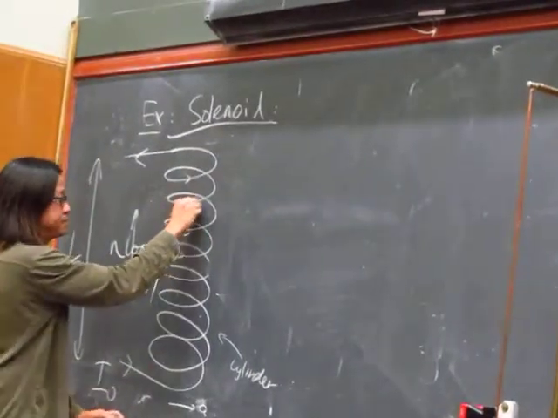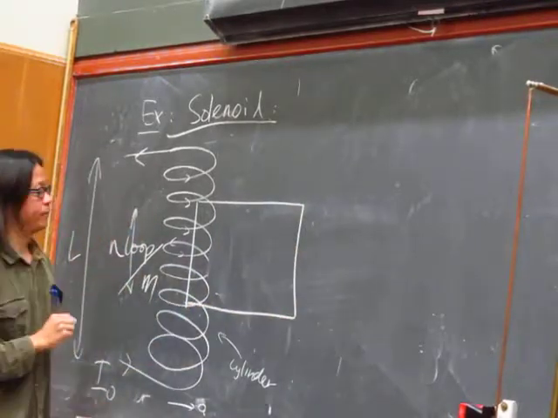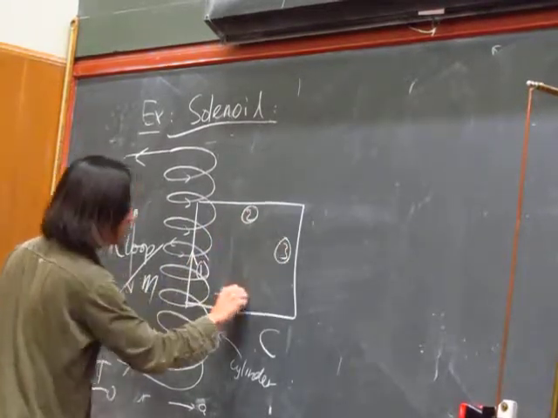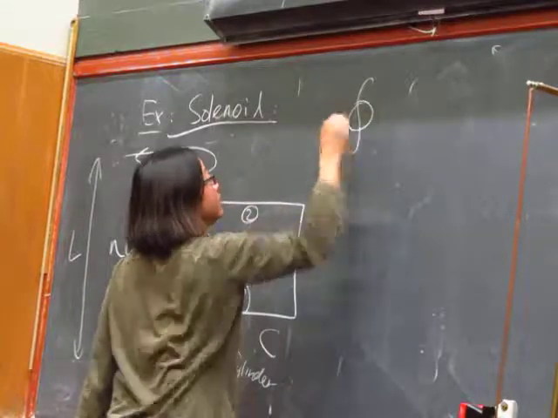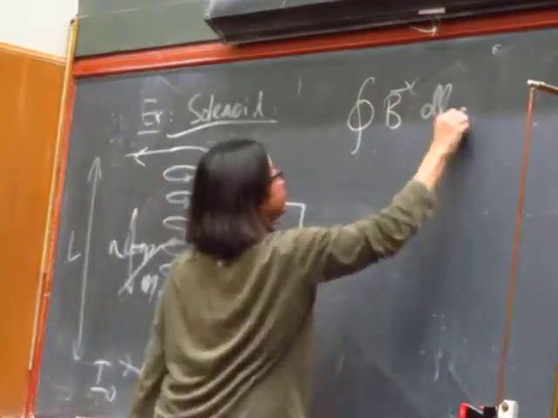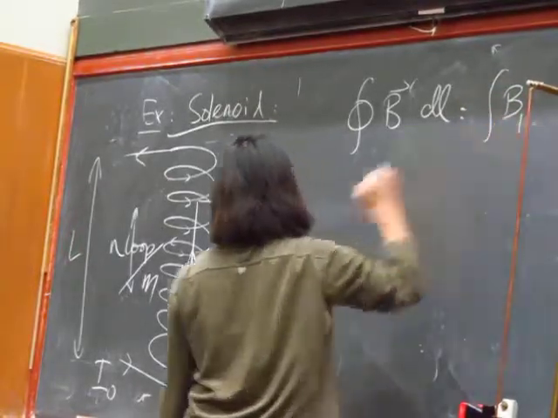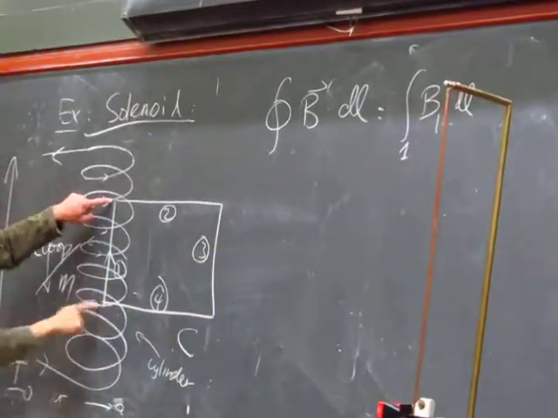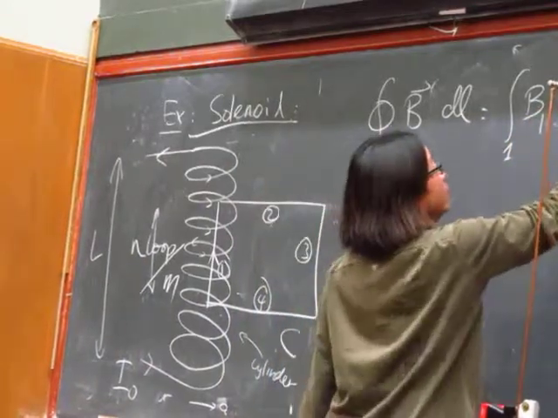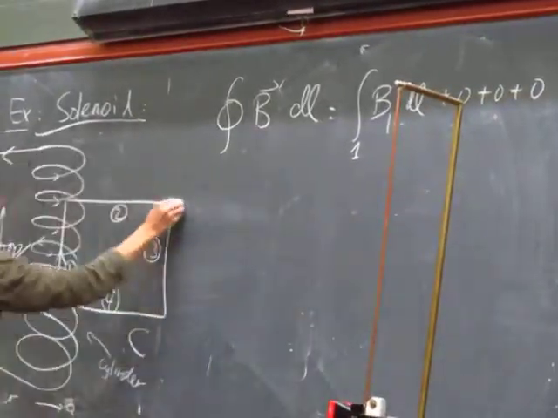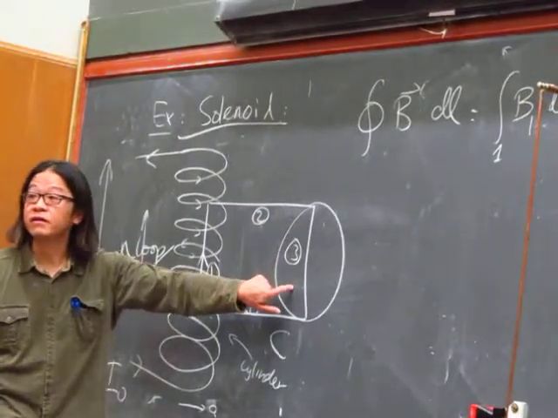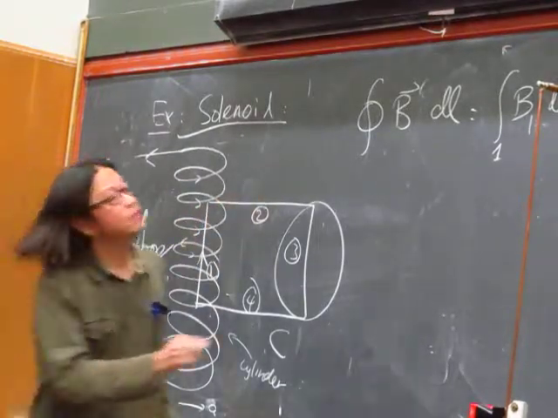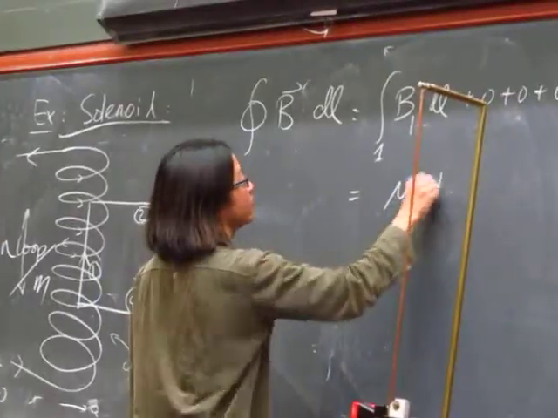Then if I construct a loop like this, 1, 2, 3, 4, the integral of B dot dl is just the integral over segment 1 of B dot dl, and it's zero everywhere else, because the B field outside is zero. And this whole thing has to be equal to mu naught times I enclosed.